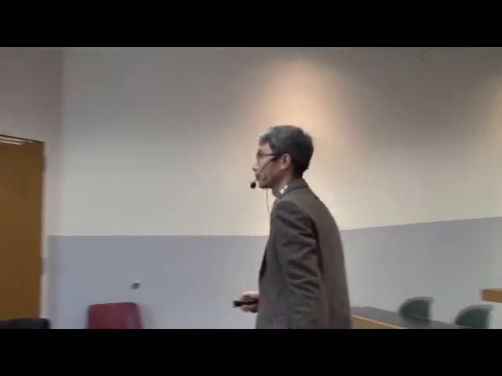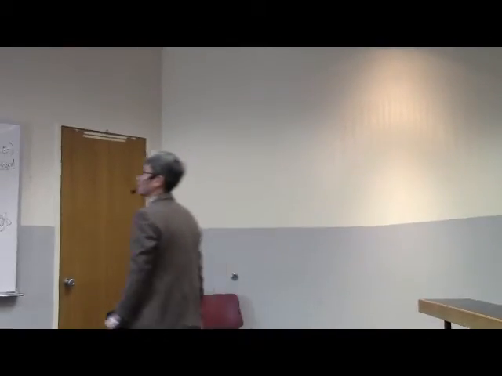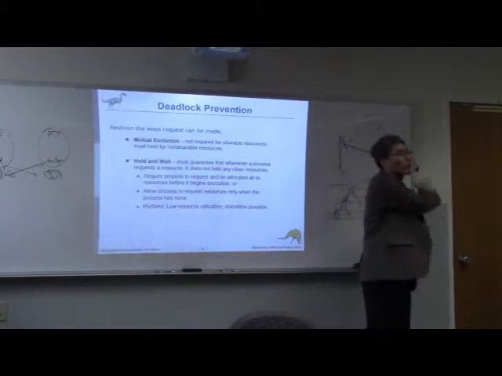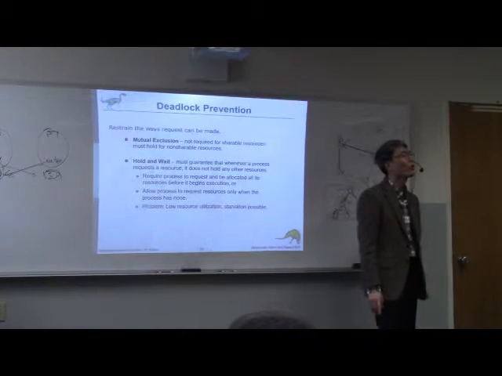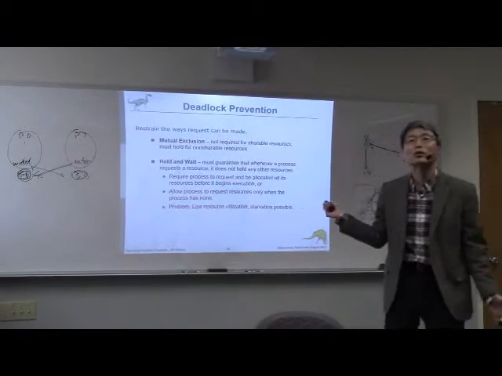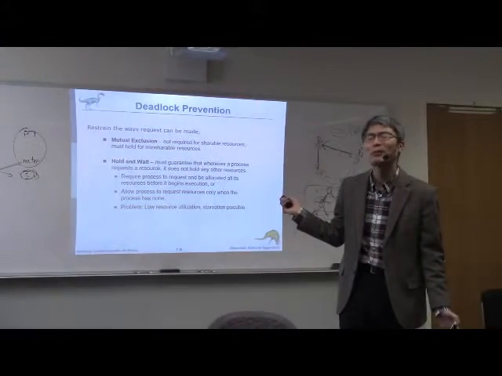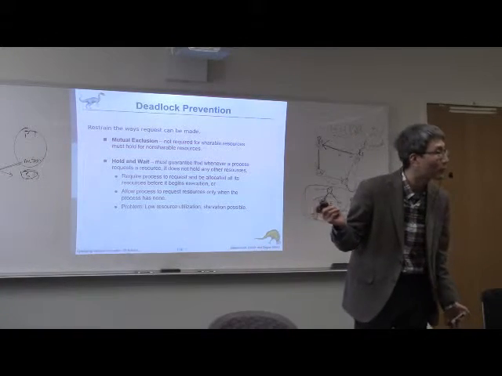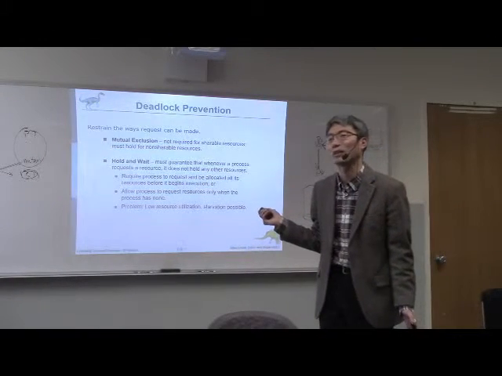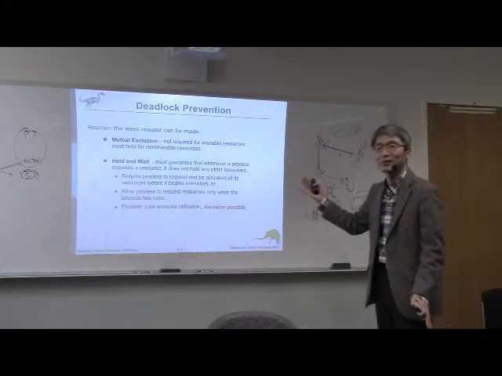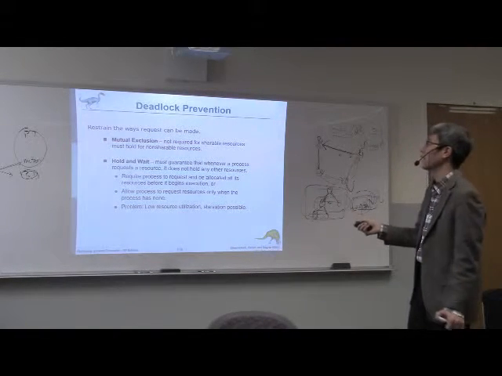So, for example, mutual exclusion. If all resources are shareable, then there is no mutual exclusion, right? But it's not realistic. Some of the resources can be shareable, not all of them. So ideally, theoretically it is possible, but practically it is not possible.